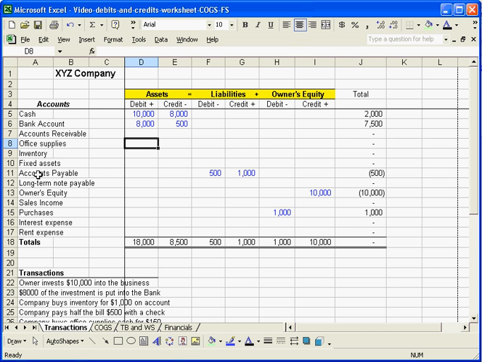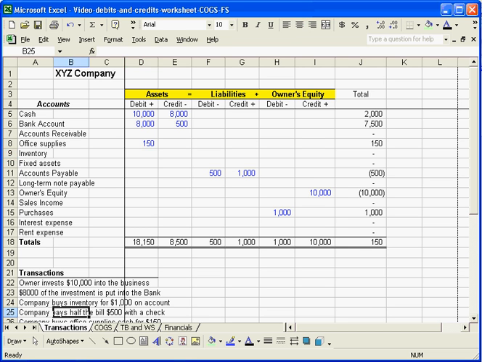Liabilities, accounts payable, long-term notes payable, equity account, and then your revenue account and your expense accounts down here. Now, the most popular way most companies do this is simply to put the purchase into the supplies account right away, and that's $150.